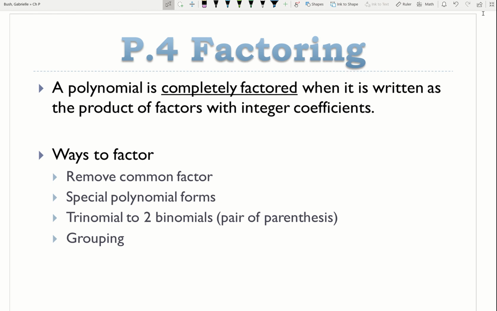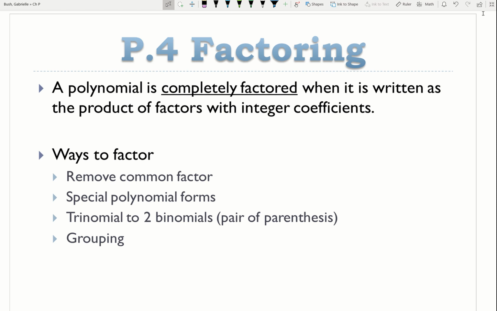Alright friends, welcome back. In this video I'd like to go ahead and talk about section P.4, which is going to talk about pretty much the opposite of what we talked about in the P.3 video. We talked about more of how to expand polynomials whenever we're trying to add or subtract or multiply them. Here we're going to go in the reverse direction.